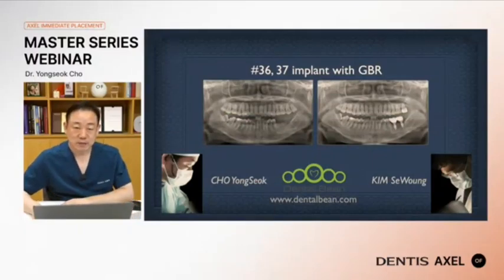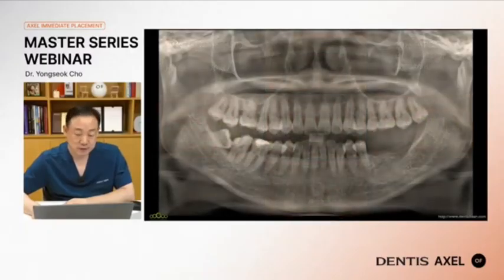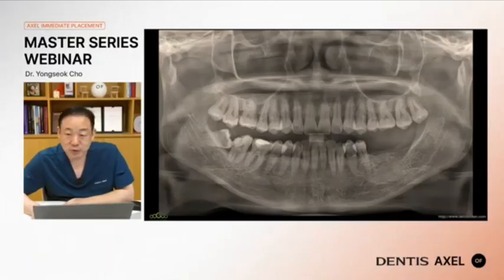Okay, this is another late implant case which was performed with GBR together. The patient had teeth extracted because of a cyst at that area and left mandibular molar site 10 months ago. Now this is the completely healed condition of the left mandibular molar site. In the panoramic view, bone height looks good.